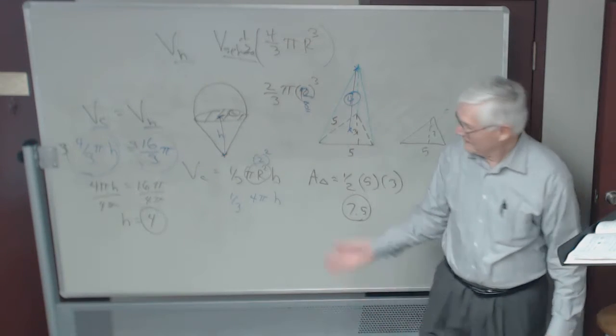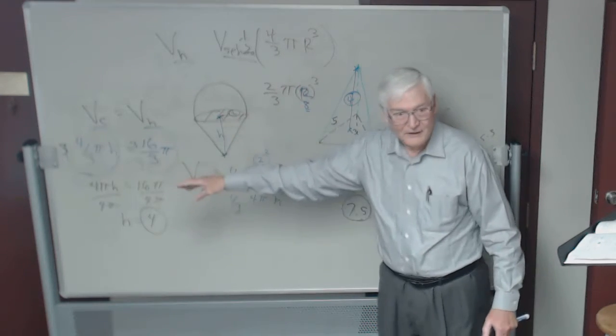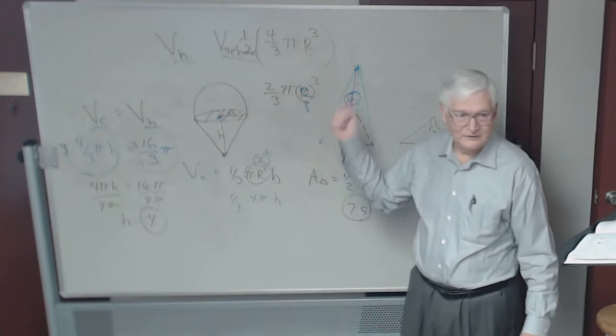So you see what you do? You set up your two things that are equal, then you find out what they are, and then you solve for the h, the unknown.